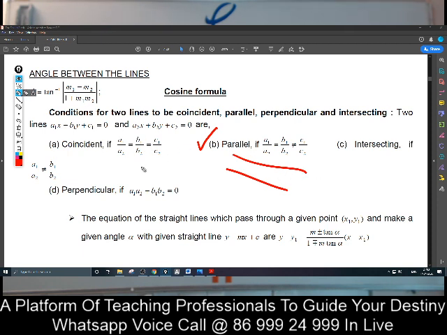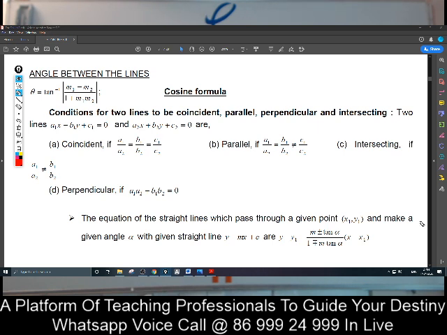If they are coincident, that means both equations are representing the same line, then all are proportional: a1 by a2 is equal to b1 by b2 is equal to c1 by c2. If they are intersecting, obviously a1 by a2 is not equal to b1 by b2. Remember this. The same conditions will simply be carried to three-dimensional geometry and vector algebra.